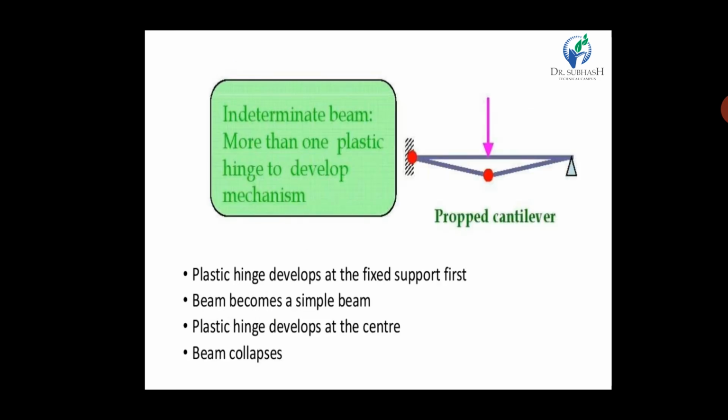Now for an intermediate beam, more than one plastic hinge is needed to develop the mechanism. At that time we should take the propped cantilever beam. So the plastic hinge develops at the fixed support first and the beam becomes a simple beam. A plastic hinge develops at the center and the beam collapses. So now we provide the plastic hinge at the fixed support, so our beam is converted into a simple beam, and then we provide a hinge at the center where the maximum bending moment occurs.